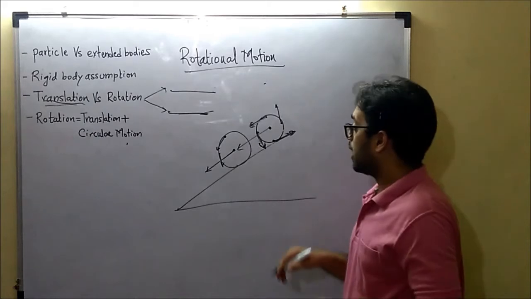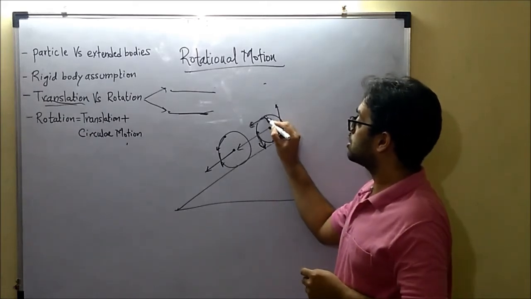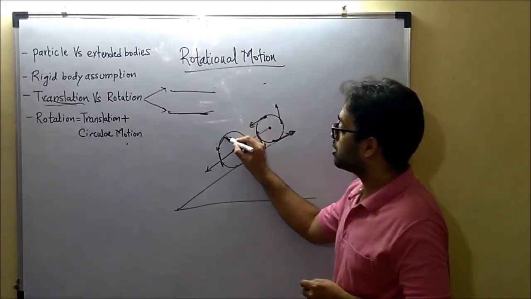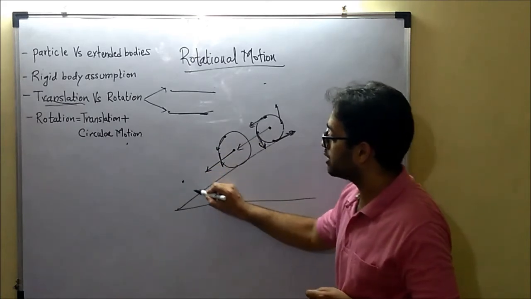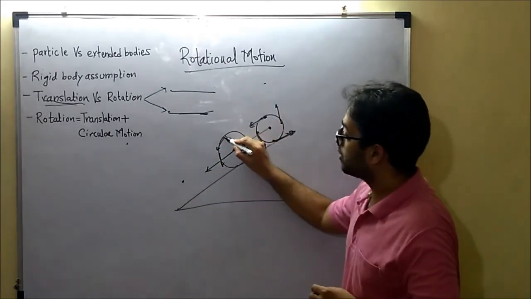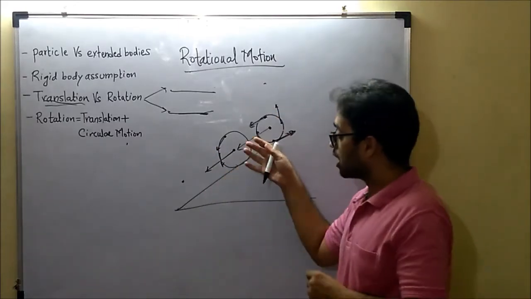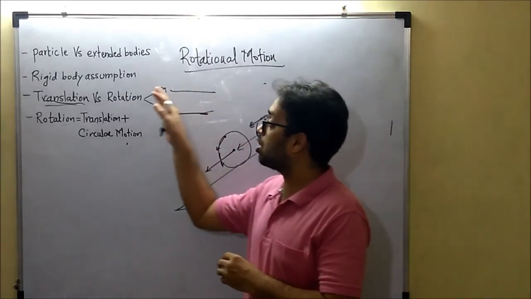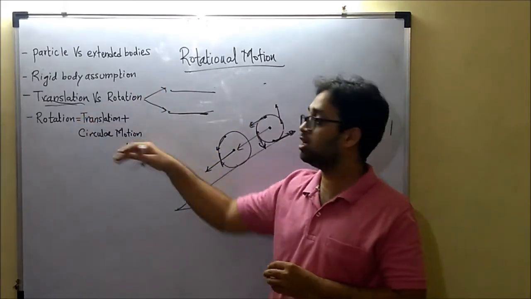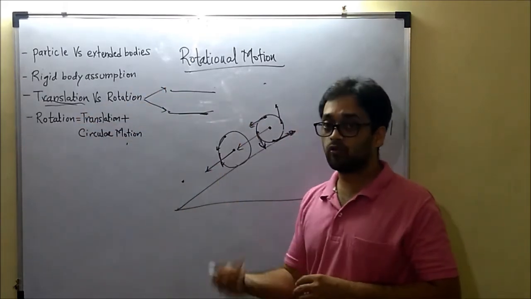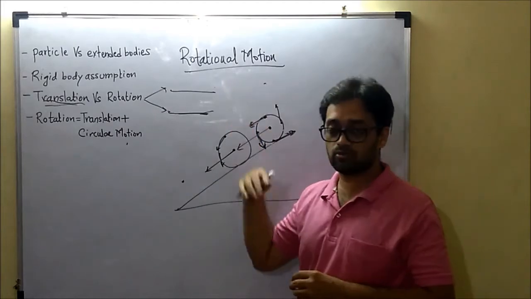So at this particular instant, if you observe this particle, it is here. After some time it is here. After some time the particle is somewhere here. Right? So the particle is moving forward as well as it is moving in circular motion. Such a type of motion where there is a combination of circular motion and translation is called rotation with a moving axis. So we will be dealing with two types of rotations.